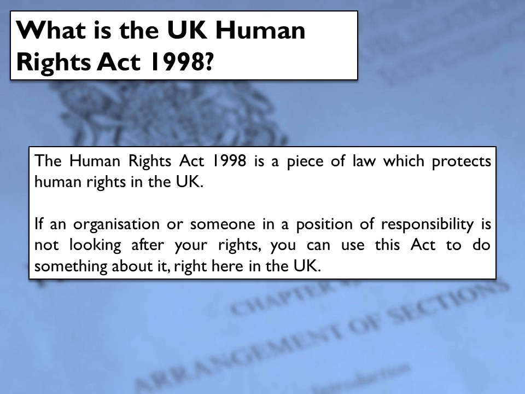And if an organization or someone in a position of responsibility is not looking after your rights, you can use this act, this law, to do something about it right here in the UK. You can report abuses to the police and take that organization or that person to court. But remember, this only applies to official organizations and people in power. For example, that could be the government, it could be even your own school, your employer once you start working. You can't use this to take your neighbor to court just because they disagree with you or they might be abusing your human rights. It doesn't work that way. They're not in a position of official responsibility.